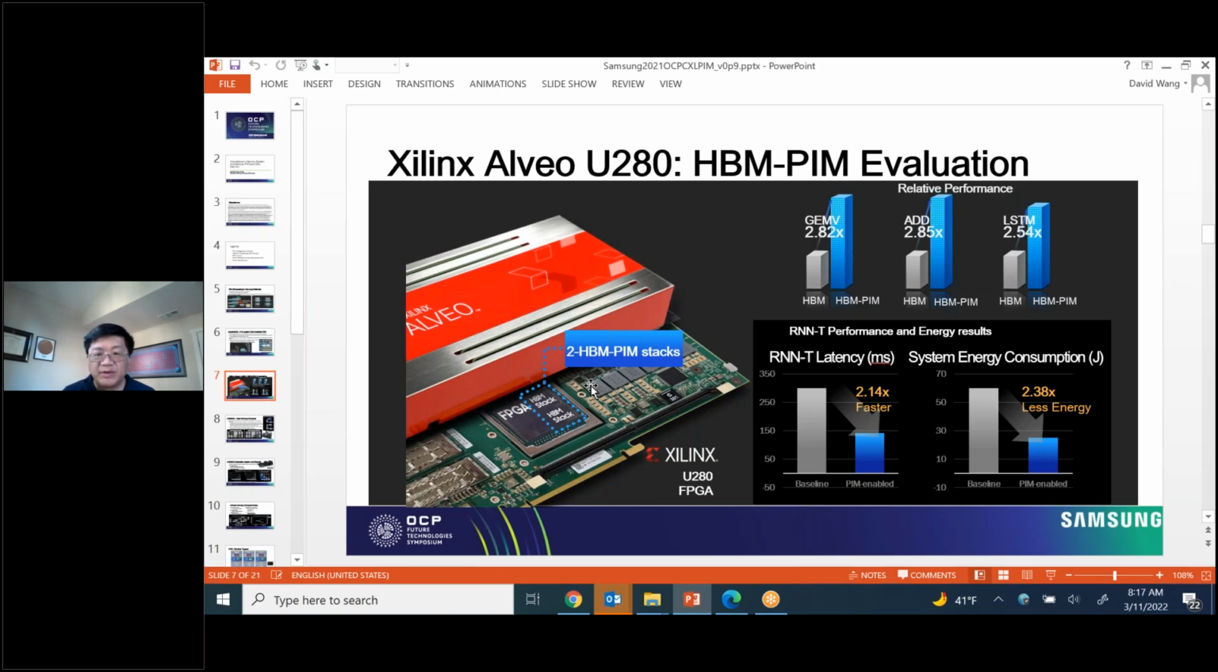And what we've done is implement this in a Xilinx FPGA subsystem, and we tested some workloads on it and accelerated some specific workloads and attained some benefits in terms of performance acceleration and energy and latency reduction. These are relatively small micro benchmarks, and they're just a first proof that some of these concepts could be made to work.